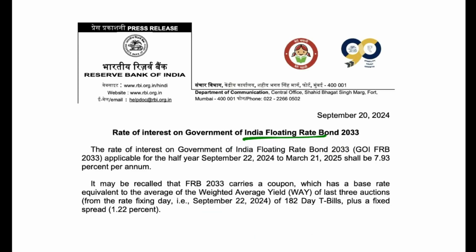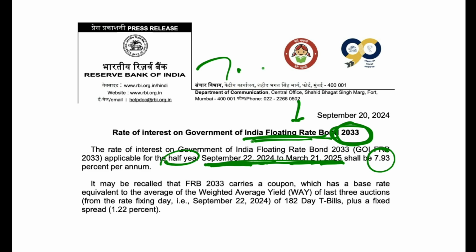Now, there is a floating rate bond. Floating rate bond simply means that the interest rate is not fixed. It is floating, so it is changed from time to time. So this is for that bond that matures in 2033. So what is the rate of interest? Well, the rate of interest from 22nd September 2024 to 21st March 2025, this is a 6 months period, half year, will be 7.93%.